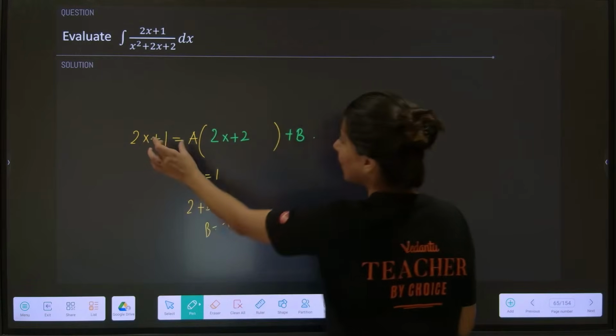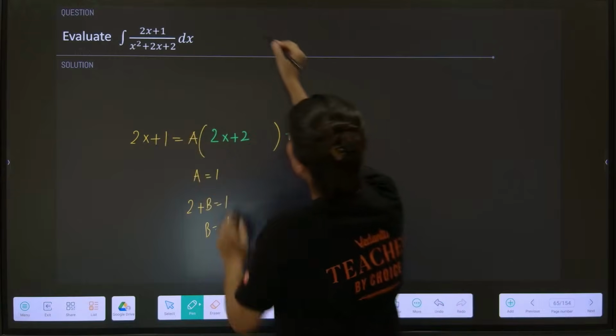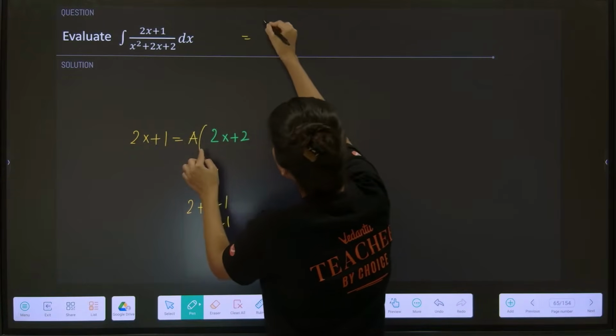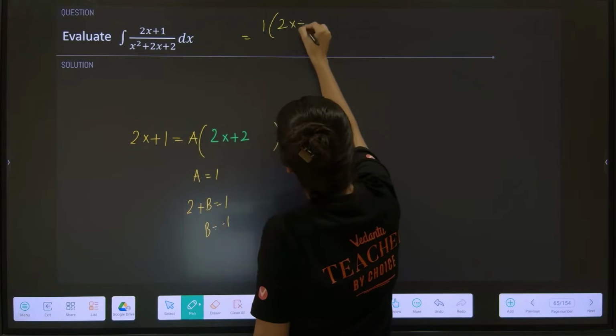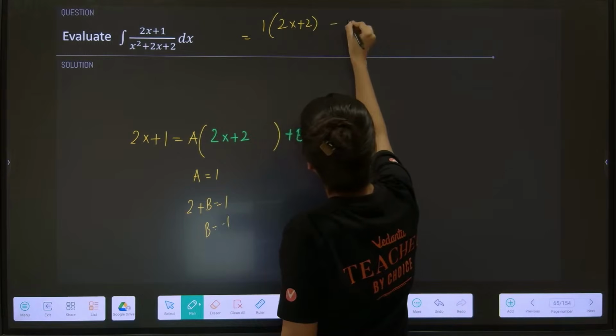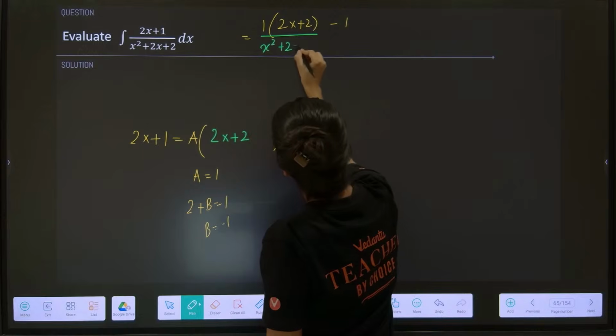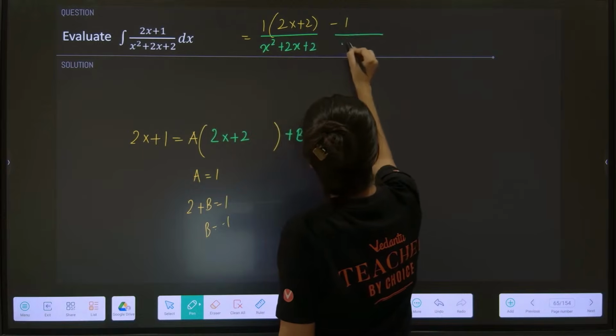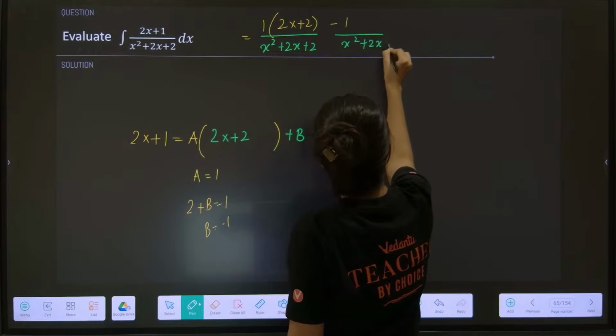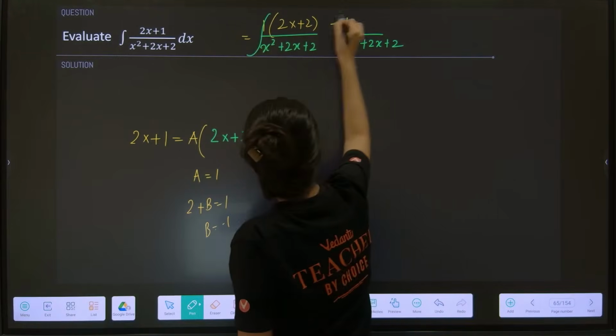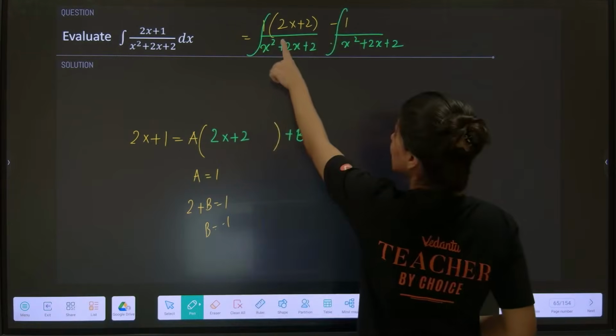Okay. So 2x plus 1 now will become what? Change: 1 times (2x plus 2) minus 1. Okay. Upon this is what? x square plus 2x plus 2. And this is again x square plus 2x plus 2. The first half of the integration.